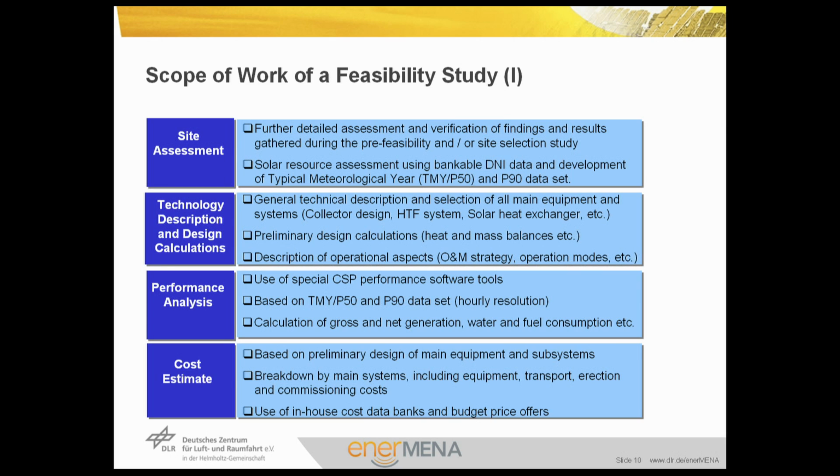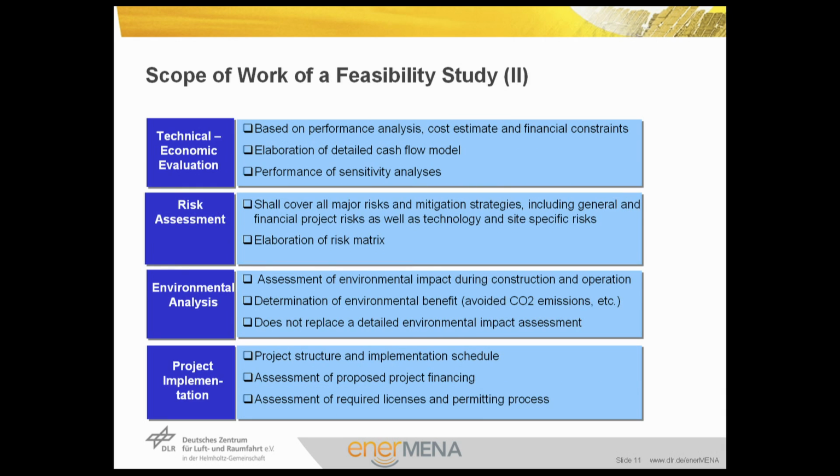Now, cost estimation. Based on the preliminary design mentioned above, the cost will be estimated for the main equipment and subsystems. Breakdown by main systems, including equipment, transport, erection, and commissioning costs. The scope of the feasibility study includes also the technical economic evaluation. It is based on performance analysis, cost estimate, and financial constraints. All of these will be considered in one techno-economic model.